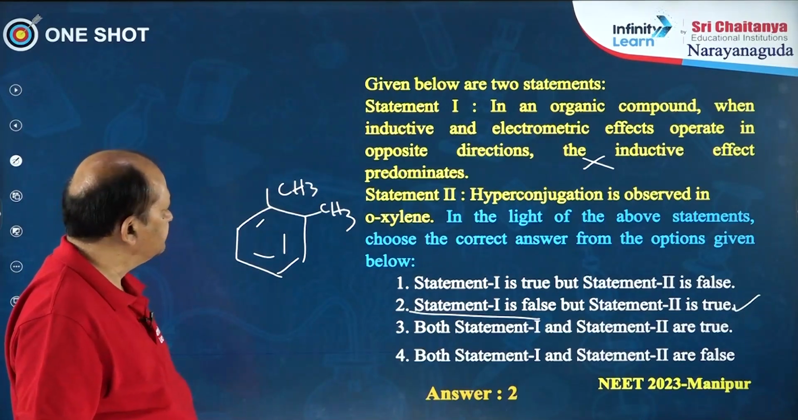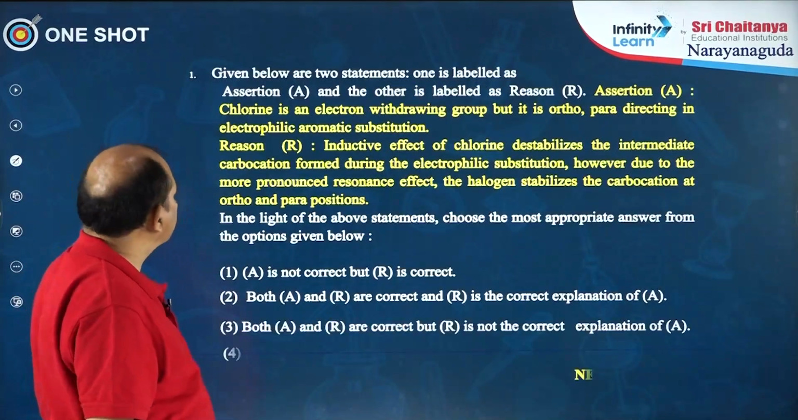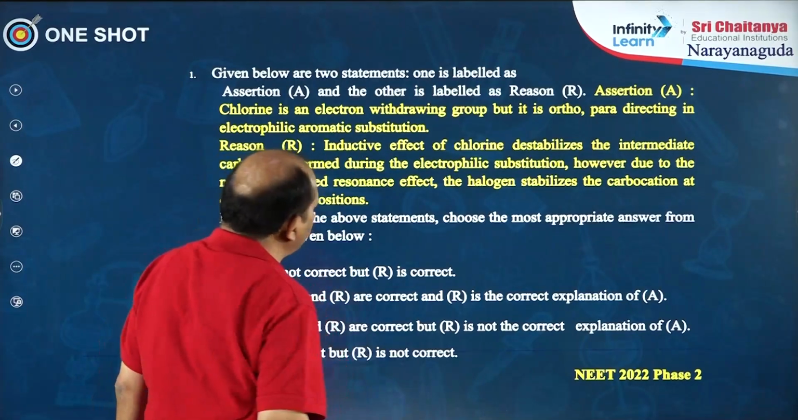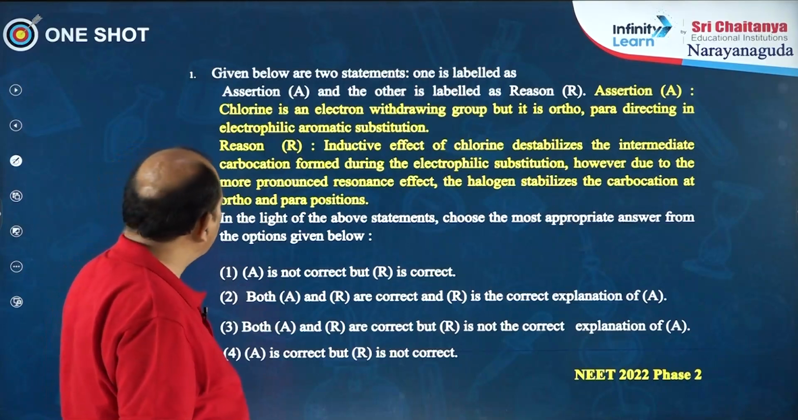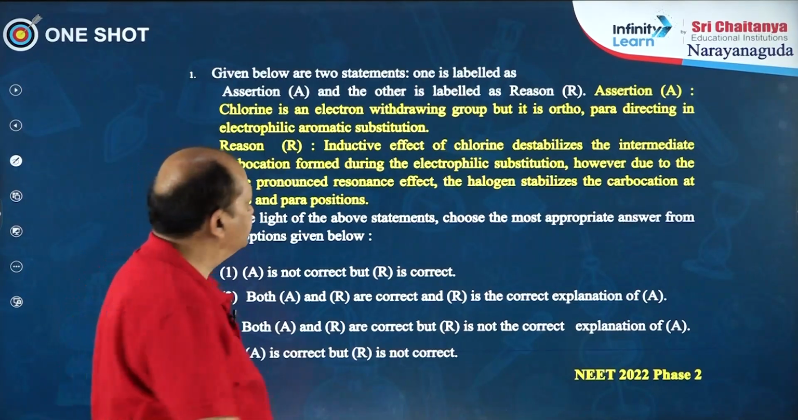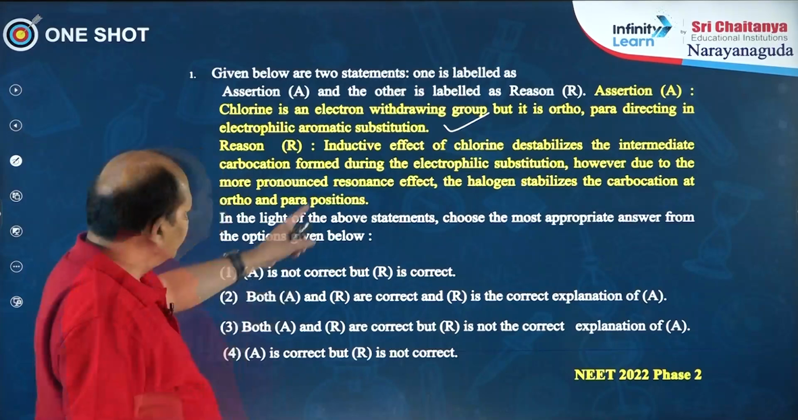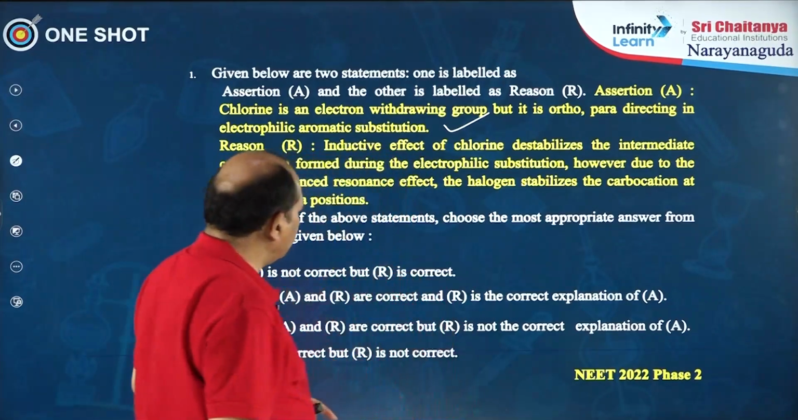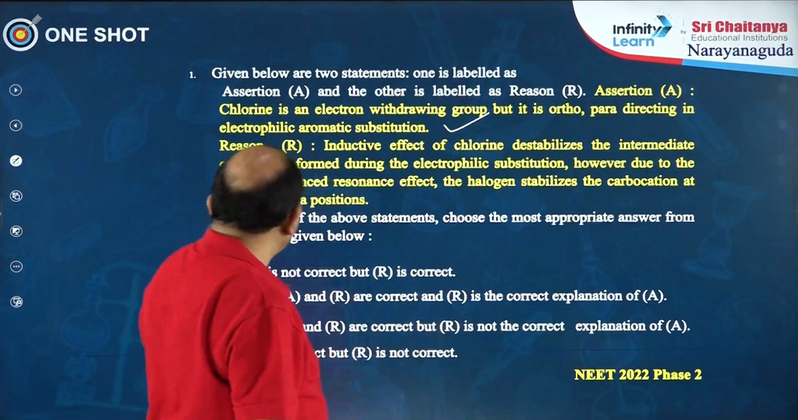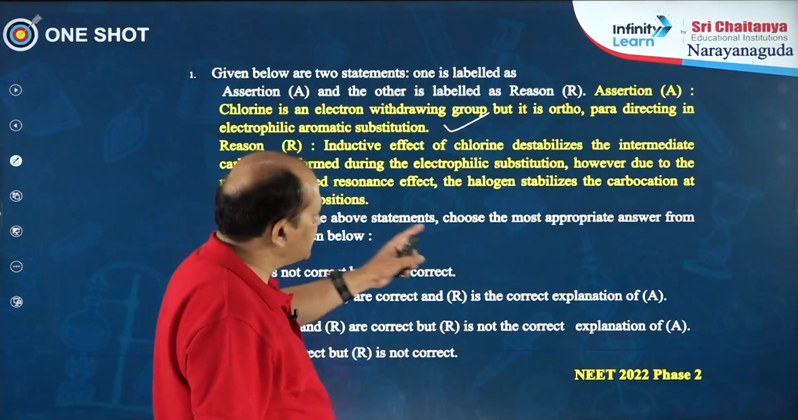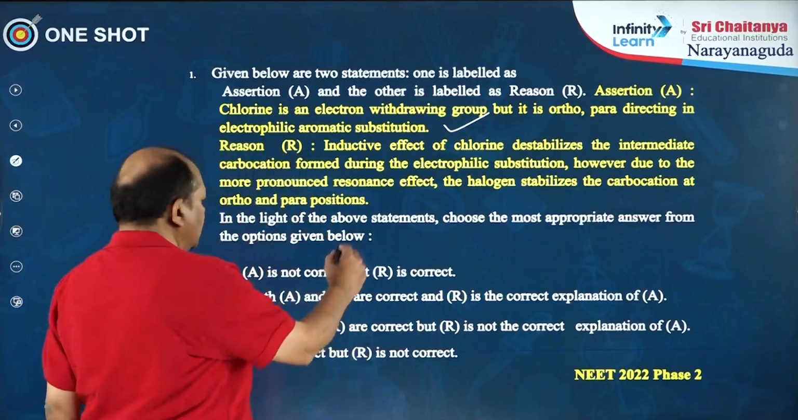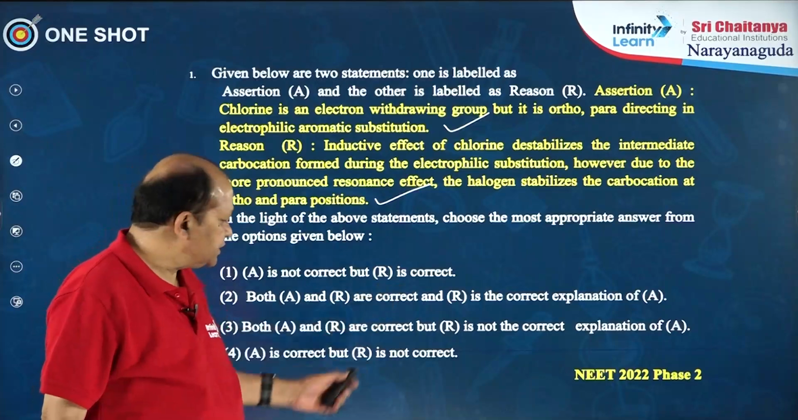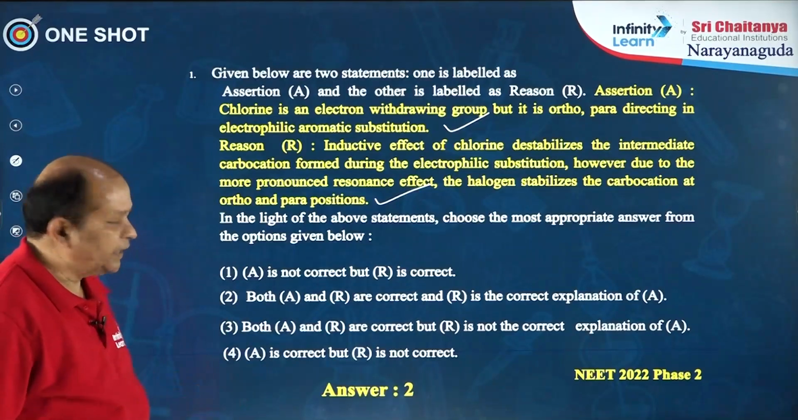Okay. Next, again they gave 2 statements. Statement 1, that is the assertion: chlorine is an electron withdrawing group, but it is ortho-para directing in electrophilic aromatic substitution. Correct. Next, the inductive effect of chlorine destabilizes the intermediate carbocation formed during the electrophilic substitution. However, due to the more pronounced resonance effect, the halogen stabilizes the carbocation at ortho and para positions. Correct. Both are correct, and the reason is the correct explanation of the assertion. So, option 2 is the right answer for this question.